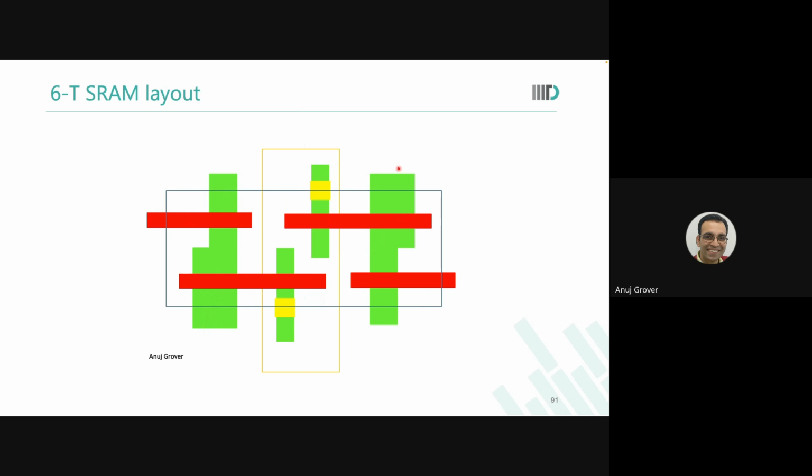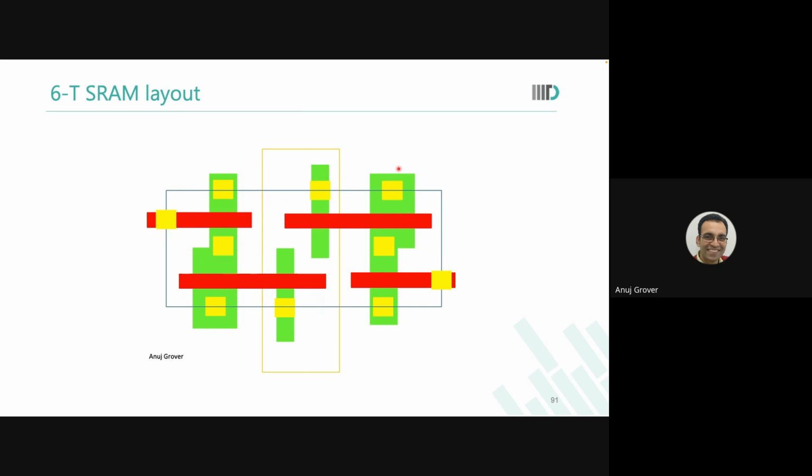VDD. Second set of contacts. Which signals would these be? Bit lines. They are connected to the pass gates. This one, ground. So VDD, bit line, ground, all three shared. This one, word line also shared. Do you realize all the inputs and outputs of the memory cell are now shared across?